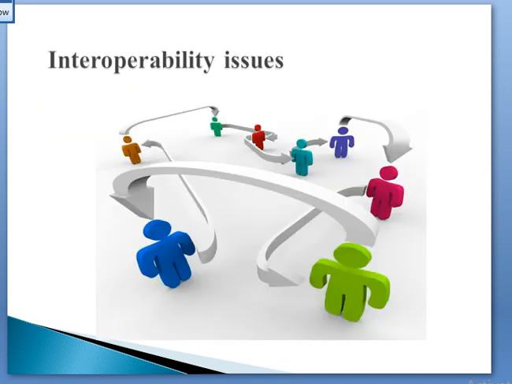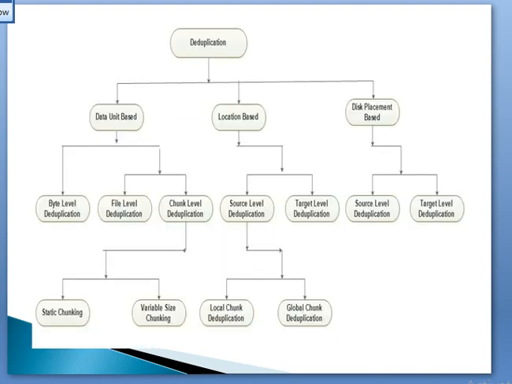In the interoperability issues, as shown in the different communications. To analyze big data, there are different tools and techniques such as the MapReduce framework, and after that I have introduced the Karma data integration tool, and another is the data deduplication technique. There are mainly three deduplication technique types: first is data unit based, location based and displacement based.